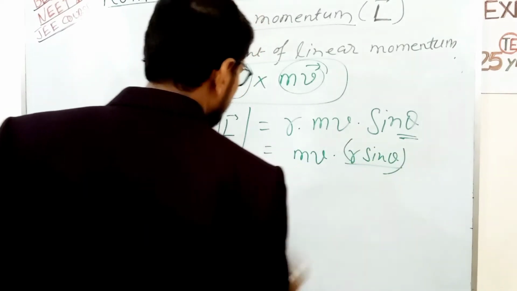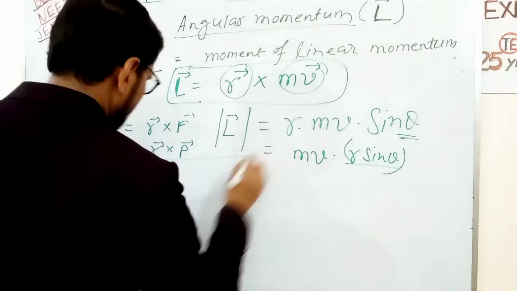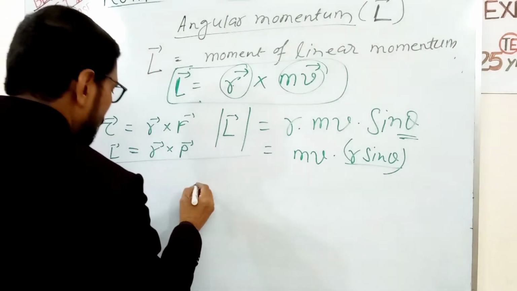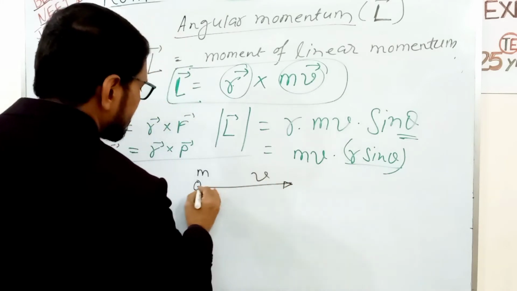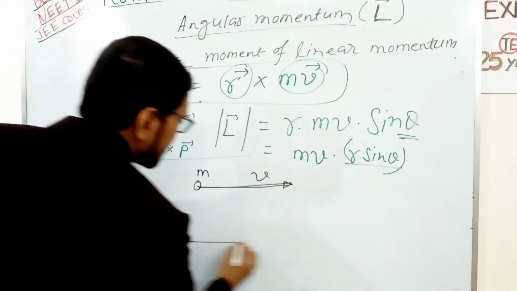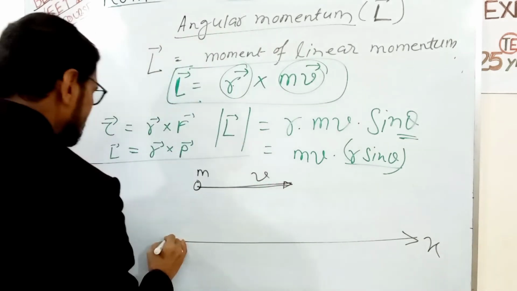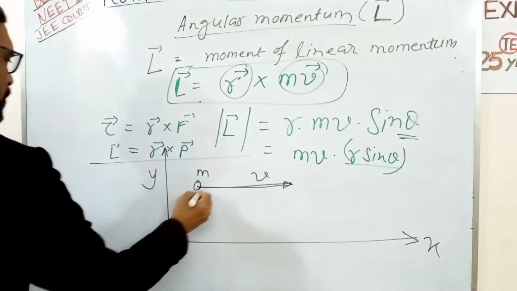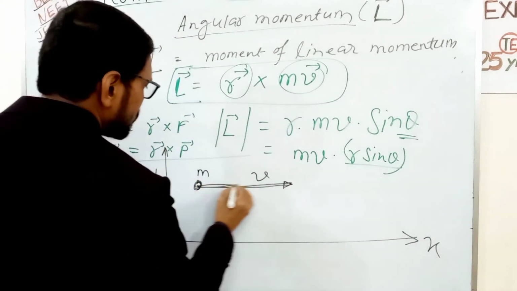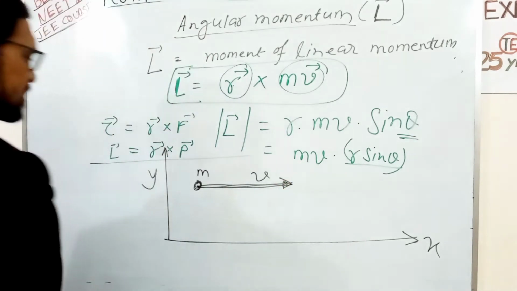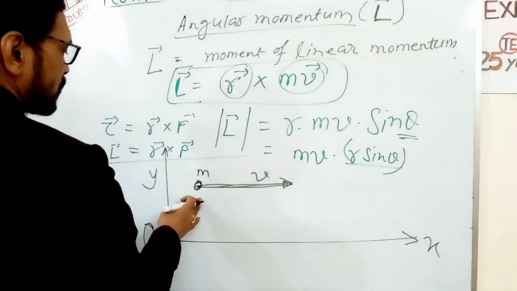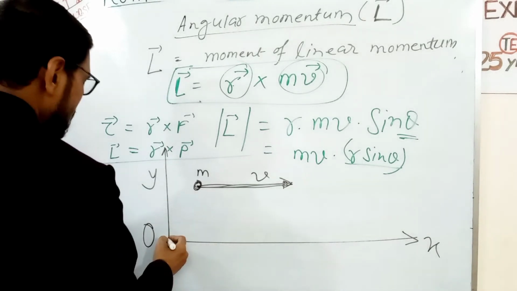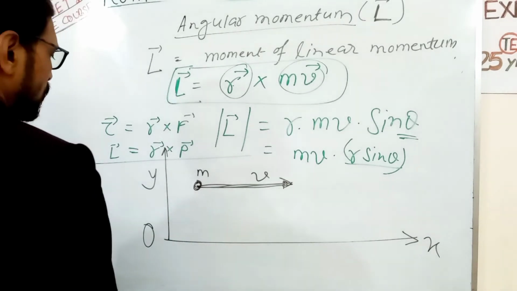Now what is r sine theta? Suppose a body of mass m moves with a velocity v parallel to the x-axis. Suppose this is the x-axis and this is the y-axis. Now this is the origin. What is the angular momentum of the body with respect to O?